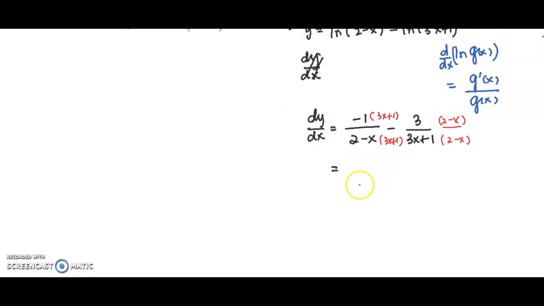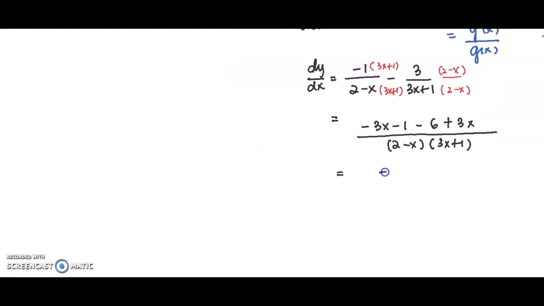Now we're trying to equate the denominator. So now the denominator becomes (2 minus x) multiplied by (3x plus 1). Here I need to expand it and simplify. I got my negative 3x minus 1 minus 6, negative multiplied by negative, you get positive 3x. So you can see that this is your 6. So here we have negative 7 over (2 minus x)(3x plus 1).